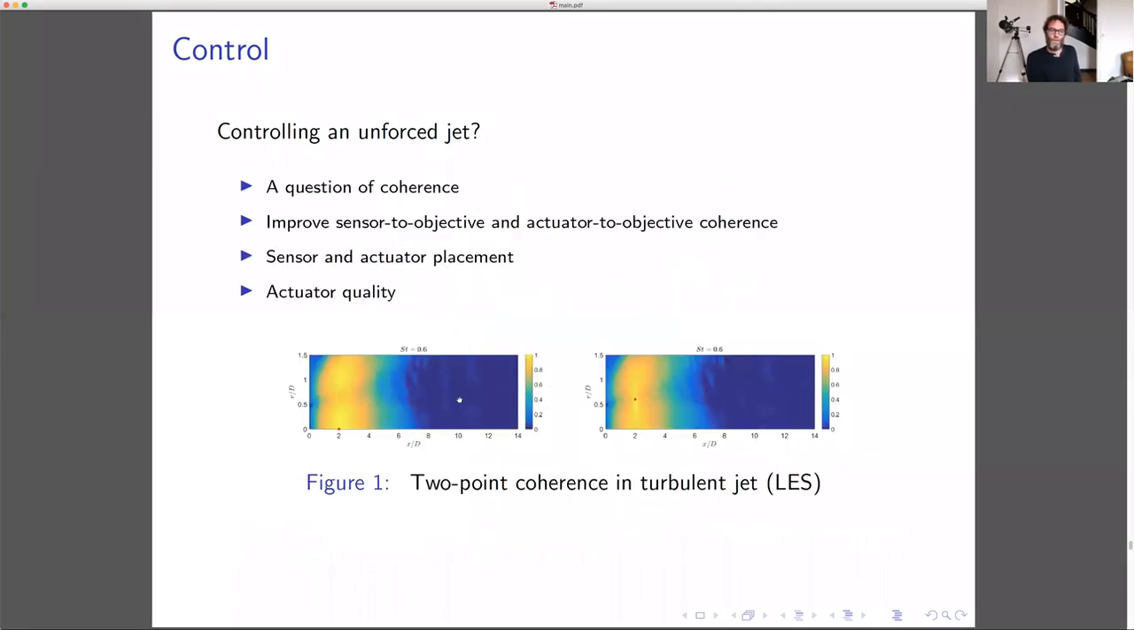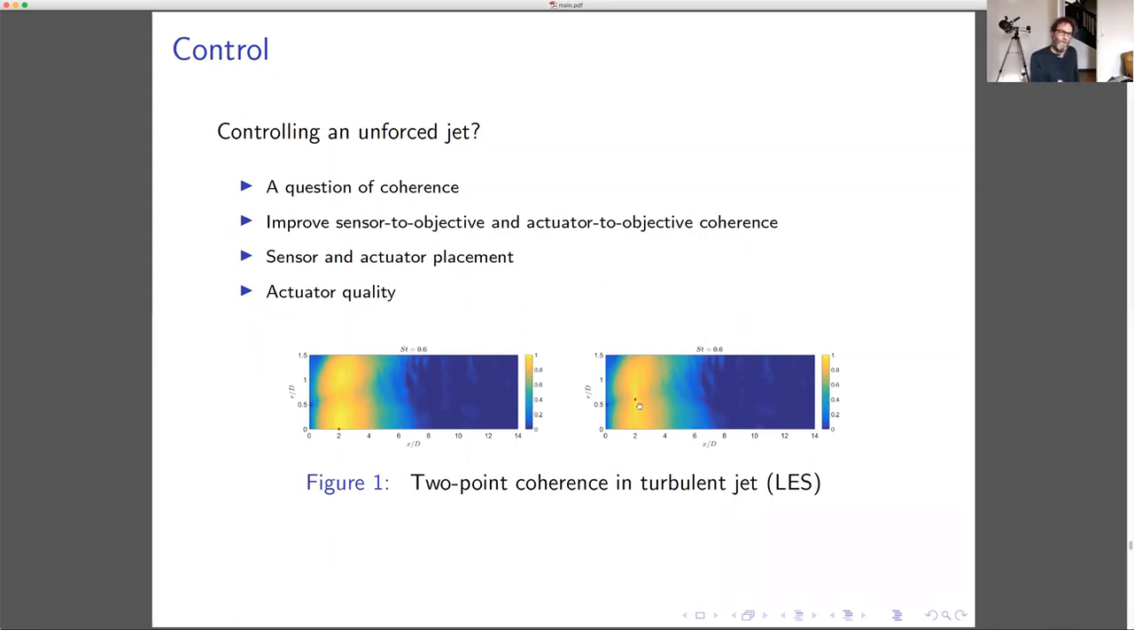So final slide on that. What this is showing is that where control of an unforced jet is concerned, it's really a question of the coherence both between sensor to objective and actuator to objective. And so what we've done here, just to explore what might be possible by changing sensor positions, is we've taken data from a large eddy simulation, and we're basically looking at how the coherence between a sensor point shown by this red dot and every other position in the domain varies. And what this is showing us is that for certain positions, for example, this one here, you can get coherence in the natural jet of order 80% over maybe 2 diameters, which would be sufficient for the implementation of this kind of control in the unforced jet.